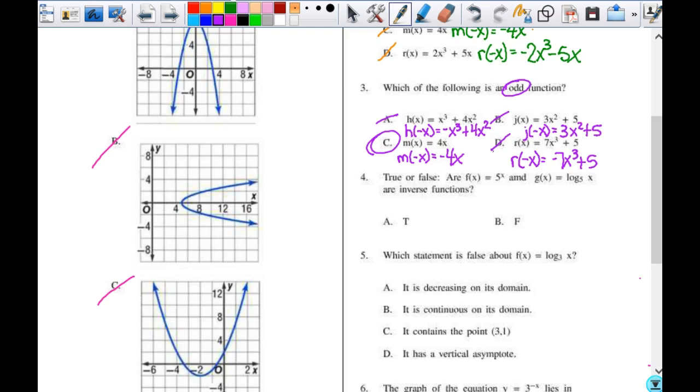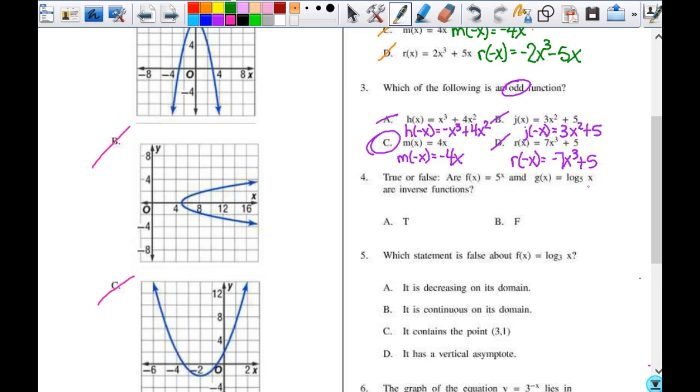All right, so number 5. True or false, are these two functions inverse functions? Now, this isn't necessarily a difficult question, but when we were doing these, some of you were getting mixed up with the rewriting of an exponent and an inverse of an exponential function. So I can rewrite this log function, so it would be 5 to the g of x power equals x. That's rewriting it. That's not necessarily the inverse of it.